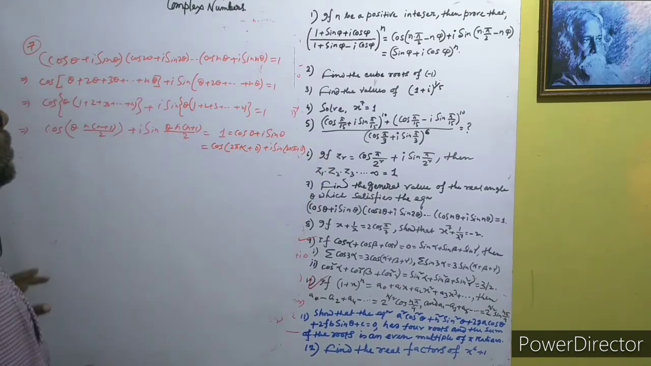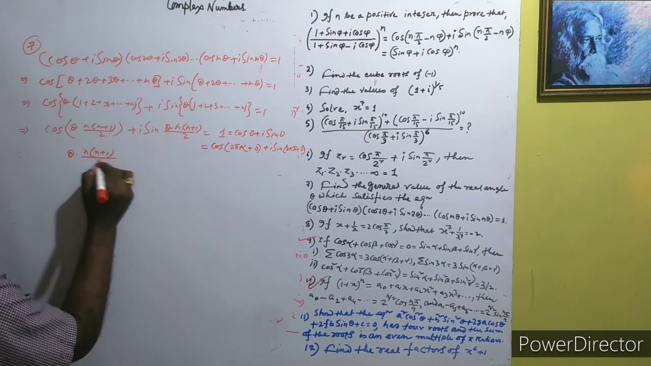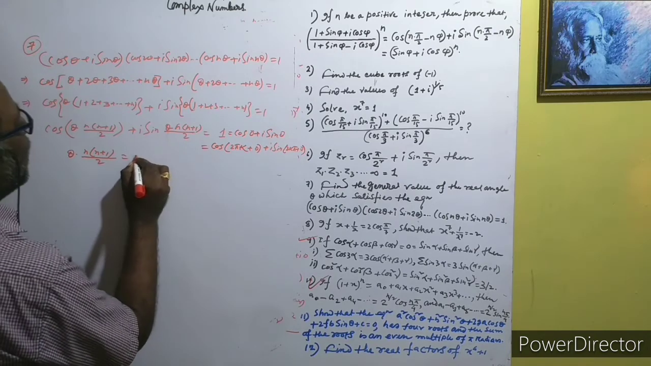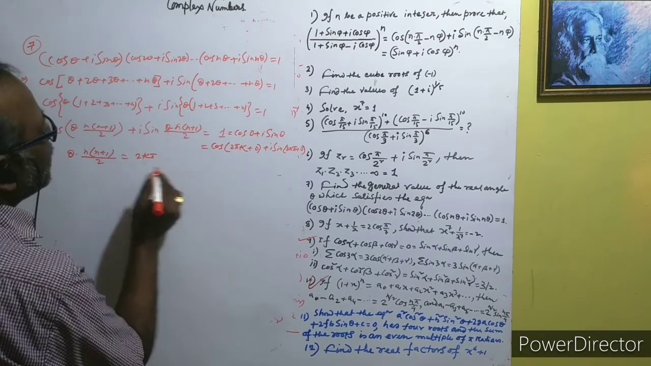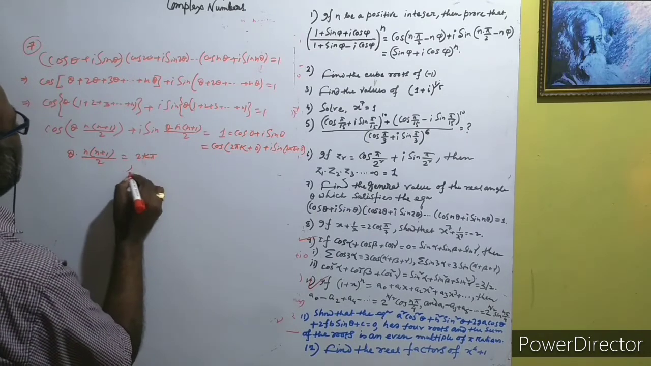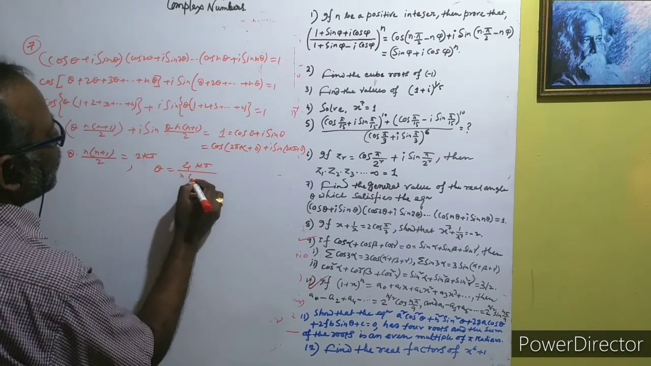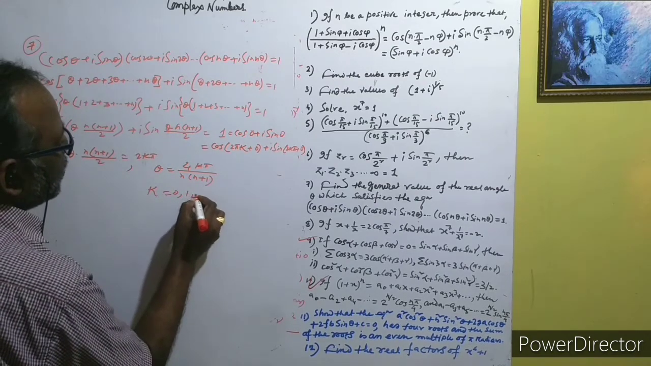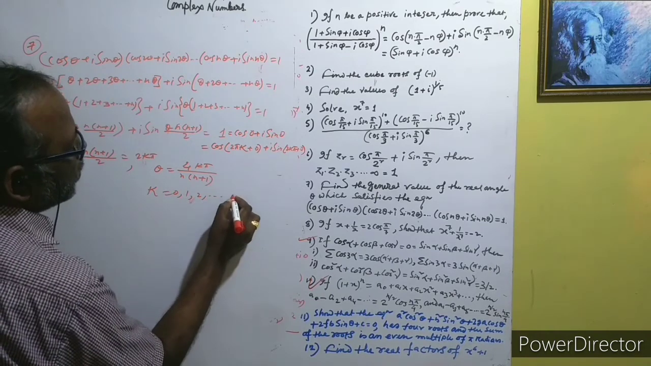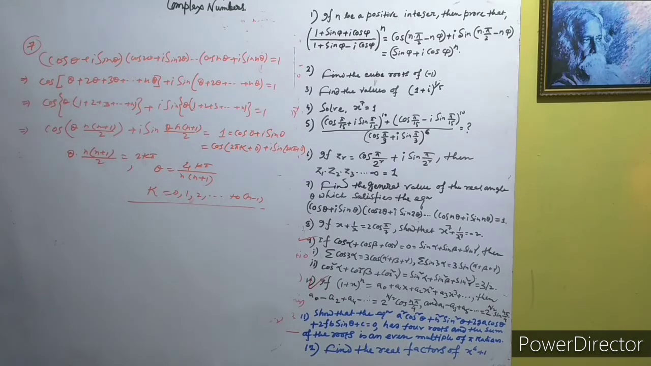So therefore we can compare: theta times n into n plus 1 by 2 is equal to 2k pi. And now theta is equal to 4k pi by n into n plus 1, where k means 0, 1, 2, 3, dot dot dot to n minus 1. So this is the solution for question number 7 here.